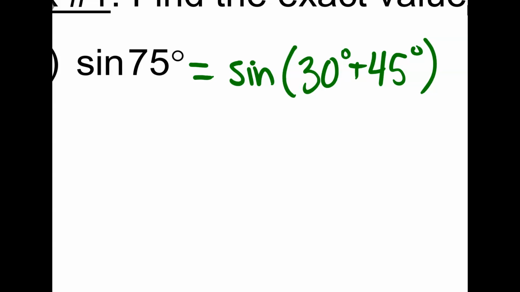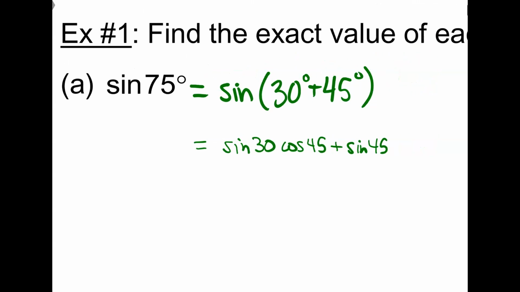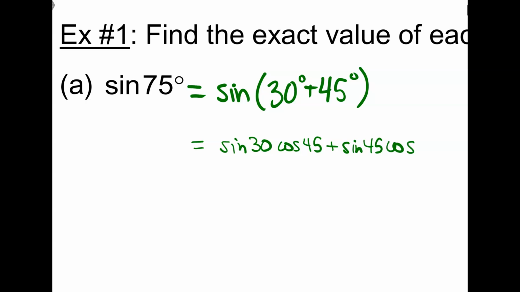So I'm just going to plug it into the equation. This is going to be sine 30 cosine 45 plus sine 45 cosine 30. So where do I get these? Well, this is my alpha, this is my beta. In your equation, wherever you had alpha, you put 30. Wherever you had beta, you put 45.